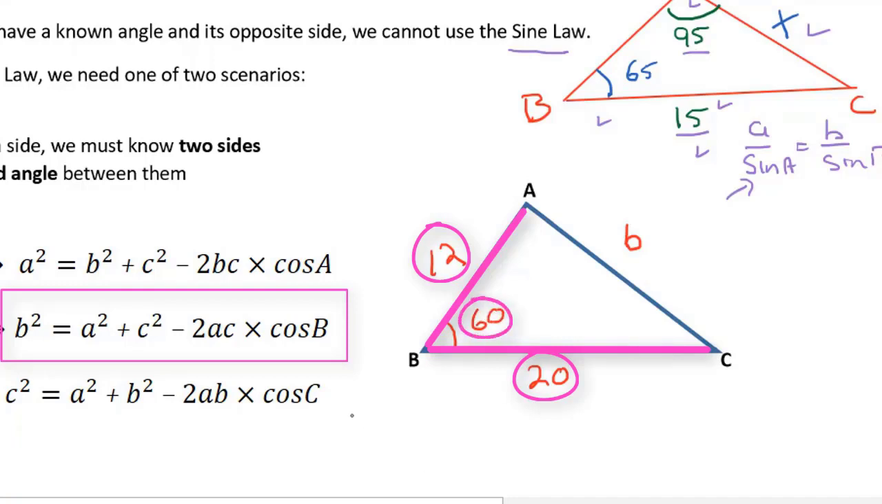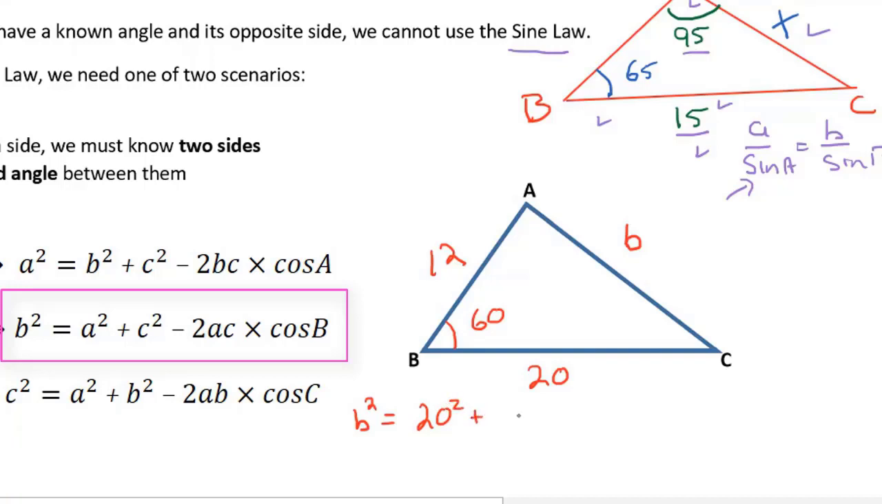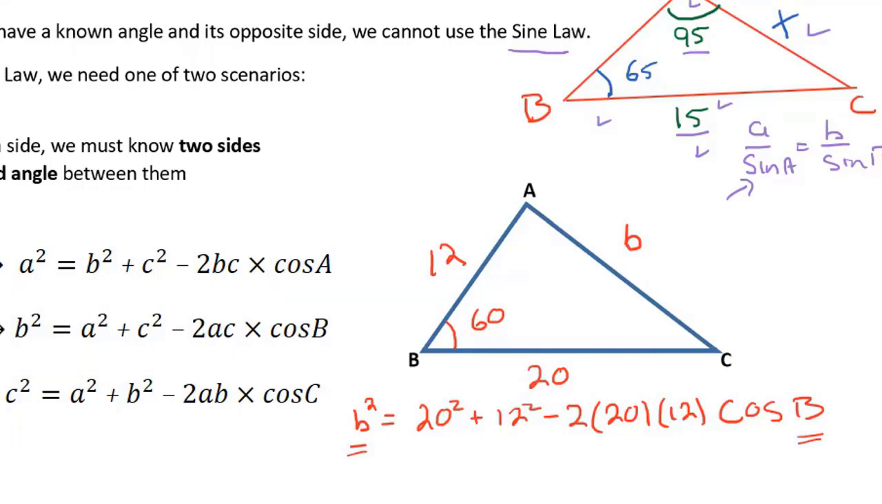Now we can use the cosine law to state that b squared is going to equal a squared, which is 20 squared, plus c squared, which is going to be 12 squared, minus 2 times the length of side A, which is 20, times the length of side C, which is 12, times the cosine of angle B. Notice that we have angle B here in the equation and we're looking for B. Now we just punch this in on our calculator and determine the length of side B.